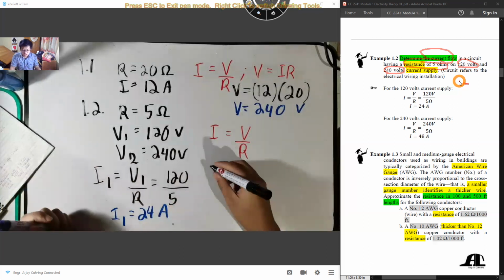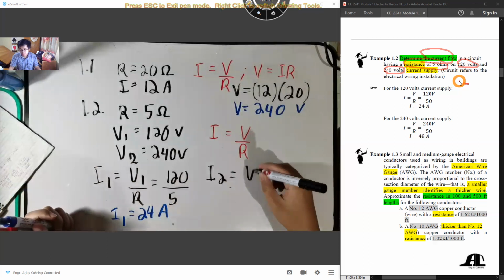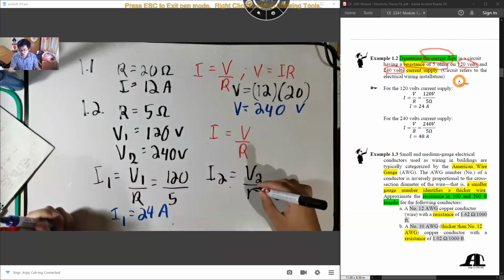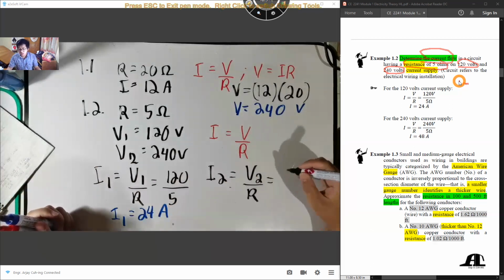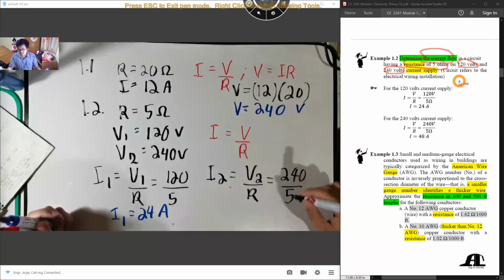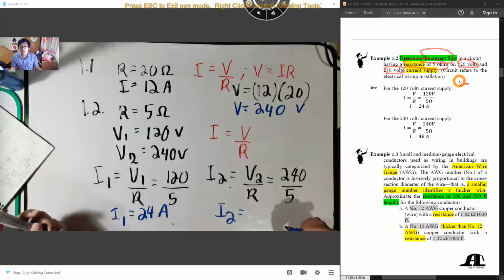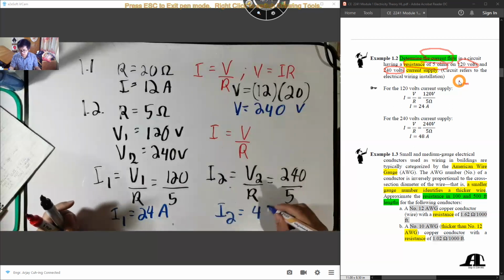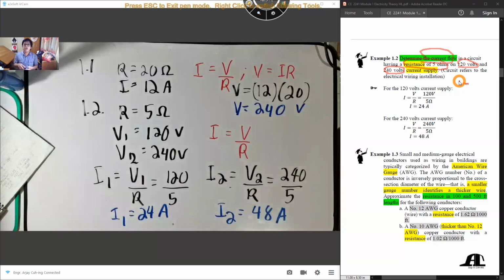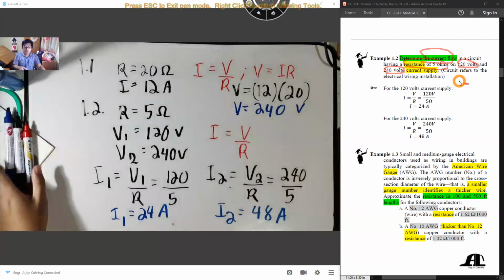Okay? So, yung second current naman natin class, so ang gagamitin mo lang dito kasi second voltage over yung resistance natin. So, second voltage natin class is 240 over yung 5 class. So, parang easy lang siya, no? So, second current natin class is equal to 48 amperes. Okay? So, yan na class yung problems 1.1 to 1.2.